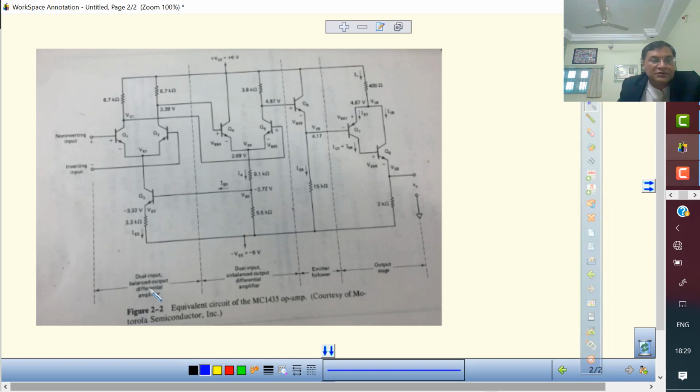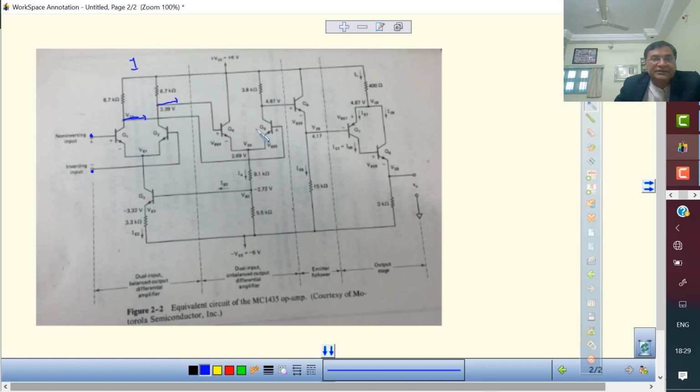The first block is a dual input balanced output differential amplifier. Dual input means it has 2 inputs and 2 outputs. One output is from this transistor and the second output from this transistor. So it is called balanced. So dual input, balanced output, differential amplifier. This is your first stage.